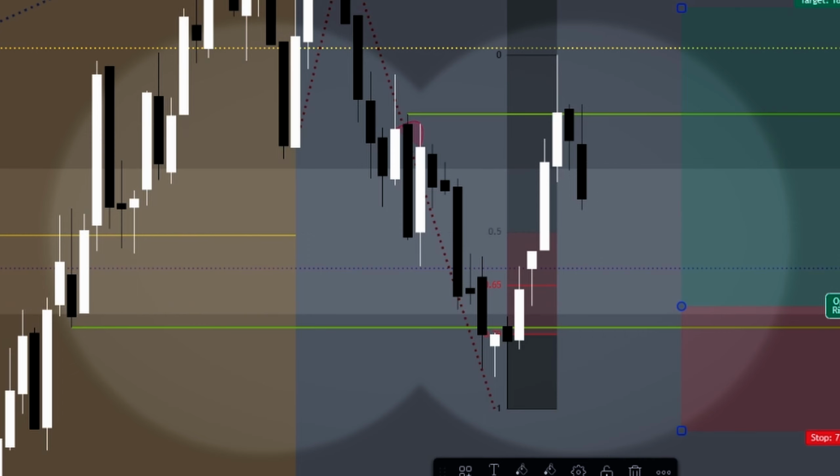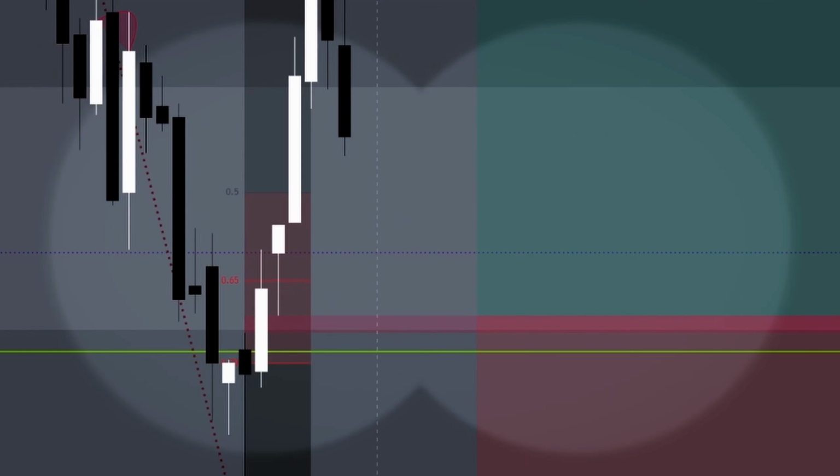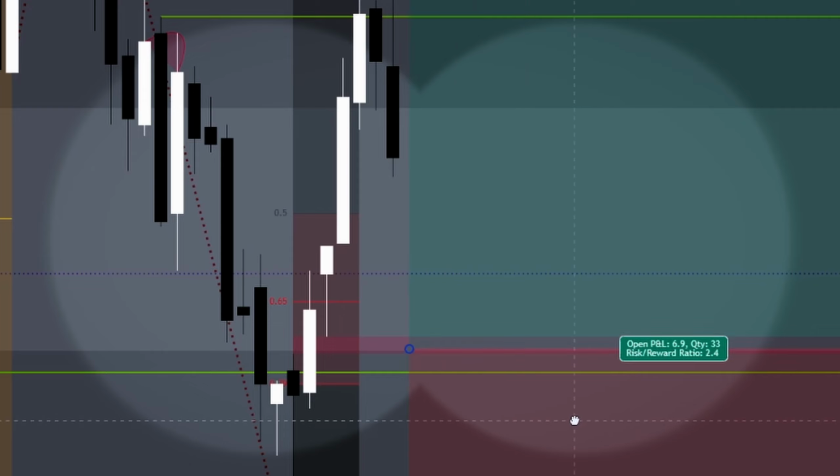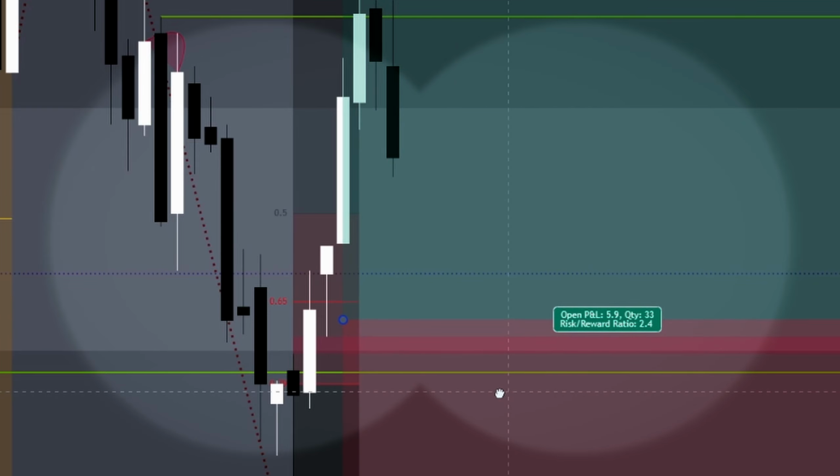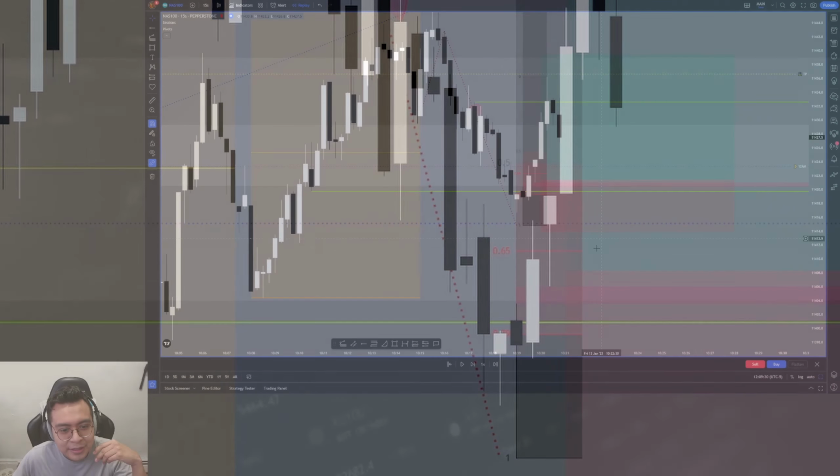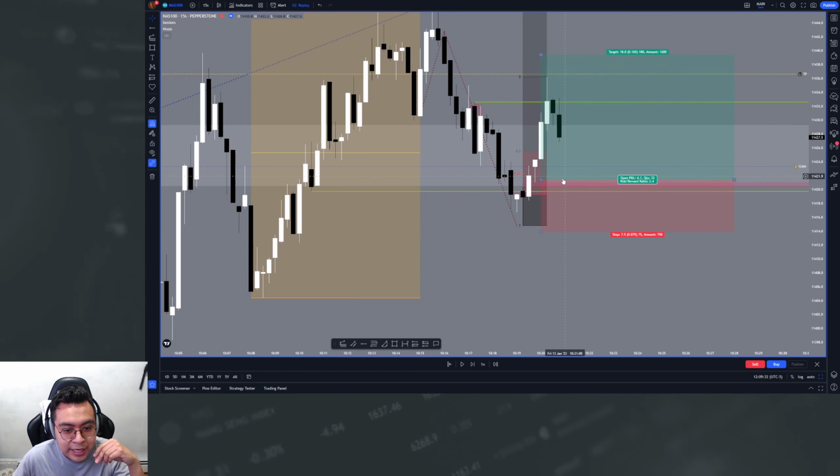And lo and behold, where do you see it? There you go. You guys see the fair value gap right there? So that's where I was like, okay, I'm going to set my entry just a little bit above it because of spread. And now I just want the market to react down here.